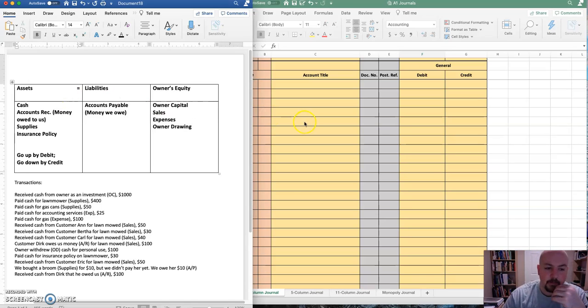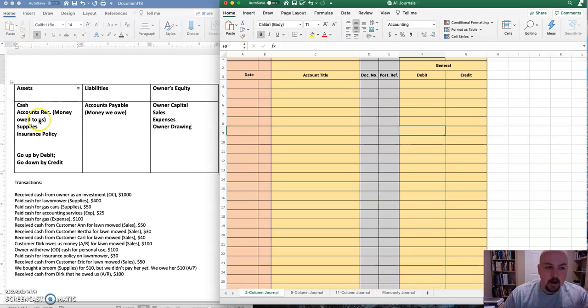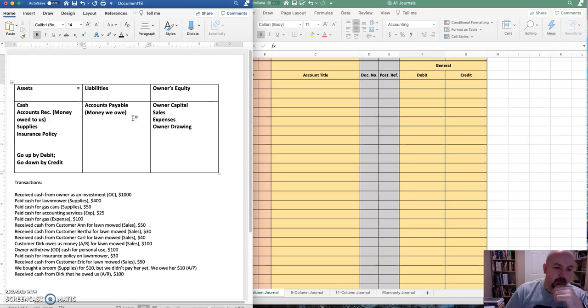So, in learning here about debits and credits, all assets go up by debit. We need to just make a mental note of that. Okay? Let's talk about accounts payable. Any liabilities go up by credits, go down by debit. So it makes sense. Anything on the left side of the equal sign goes up by debit, down by credit. If it's on the right side of the equal sign, it goes up by credit, down by debit. So they kind of balance each other out.